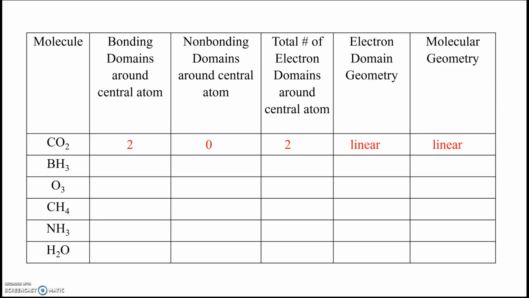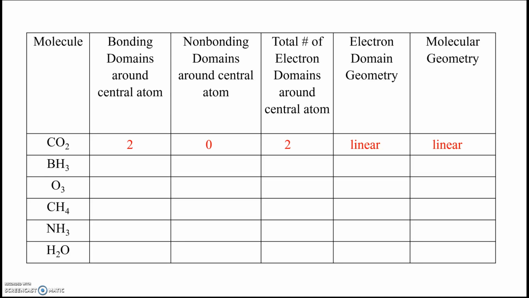For carbon dioxide, we can see that there are 2 bonding domains around the central atom of carbon. We have no non-bonding domains around the central atom. Therefore, we have 2 total electron domains around the central atom. That makes our electron domain geometry linear, and because it is symmetric, it makes our molecular geometry linear.